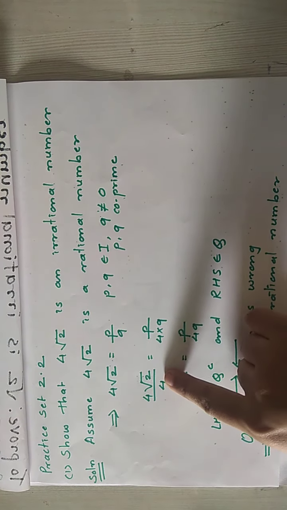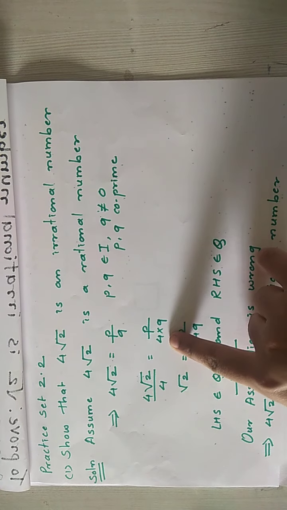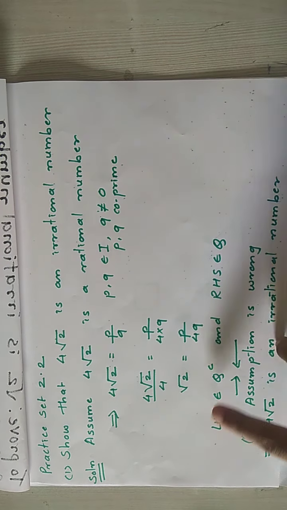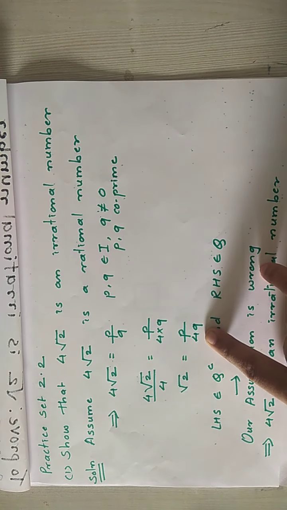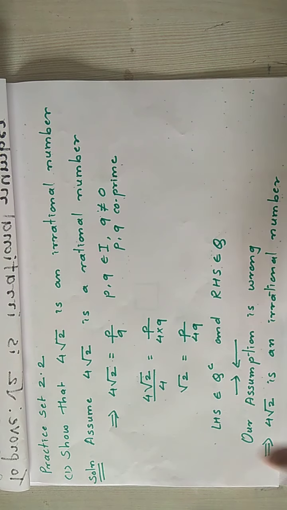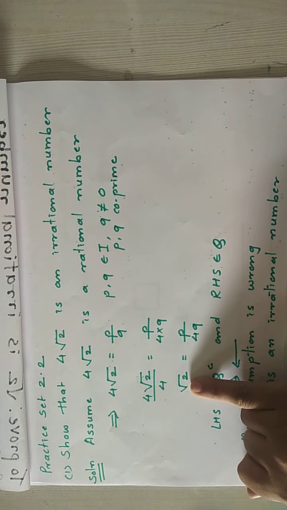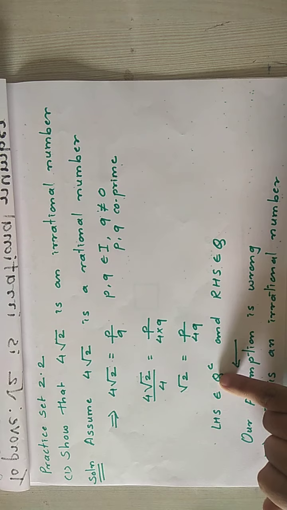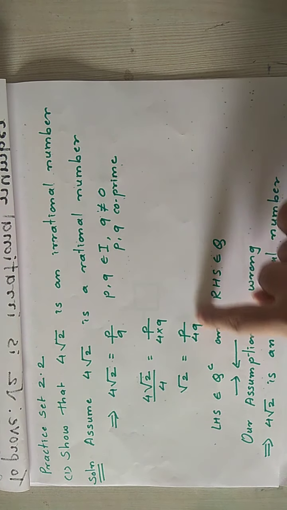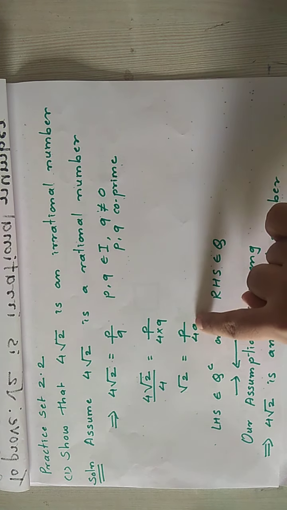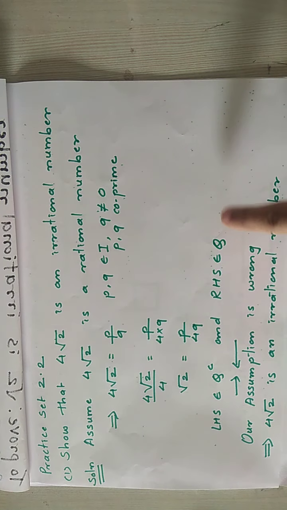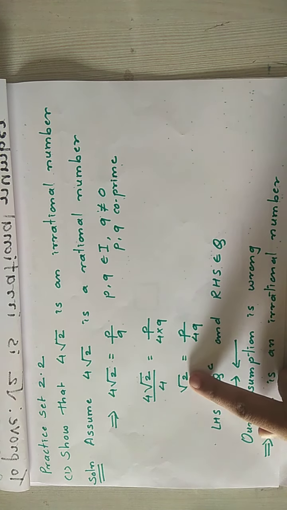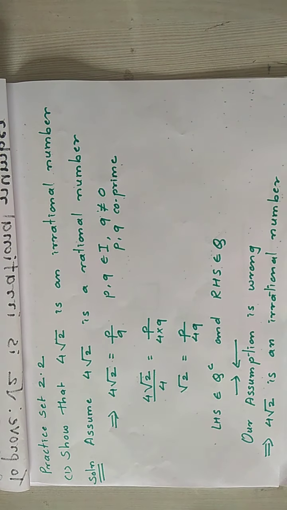This full thing divided by 4, p upon q divided by 4. So 4 and 4 cancel. Here you have root 2 and this side you have p upon 4q. If you observe, root 2 is an irrational number, that means LHS is irrational, whereas RHS, that is p upon 4q, is a division of integers, so it will be a rational number. So you have one side irrational, the other side rational.